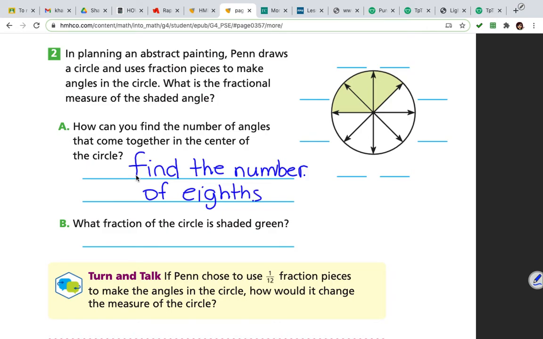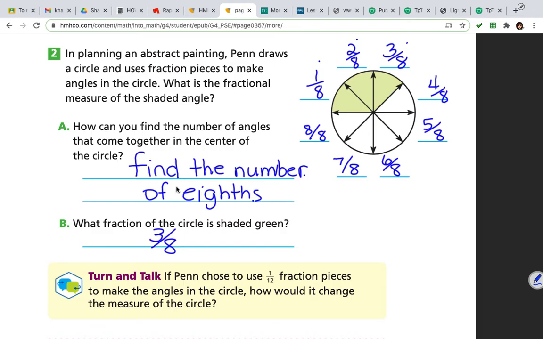Okay, so we want to count what fraction of the circle is shaded green. So let's count. We have 1 8, 2 8s, 3 8s, 4 8s, 5 8s, 6 8s, 7 8s, and 8 8s. So what fraction of the circle is shaded green? 1, 2, 3. So 3 8s is shaded green. 3 out of 8 are shaded green. Remember, the fraction bar means out of.